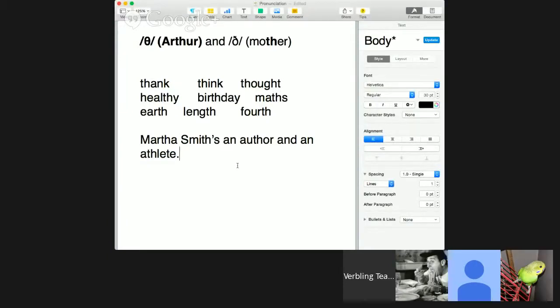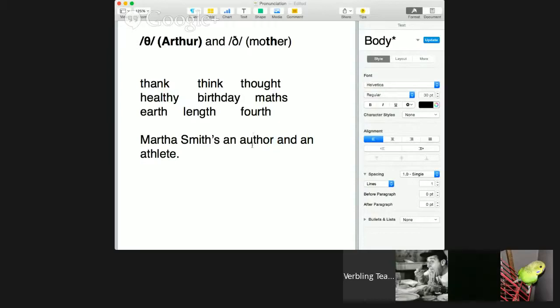Okay. Think, thought, healthy, birthday, math, earth, length, force, Martha Smith, an author and an athlete. Well done. Now, I just want to point out, when Giselle was reading this part, she connected her sounds really well with the end consonant and the beginning vowel.